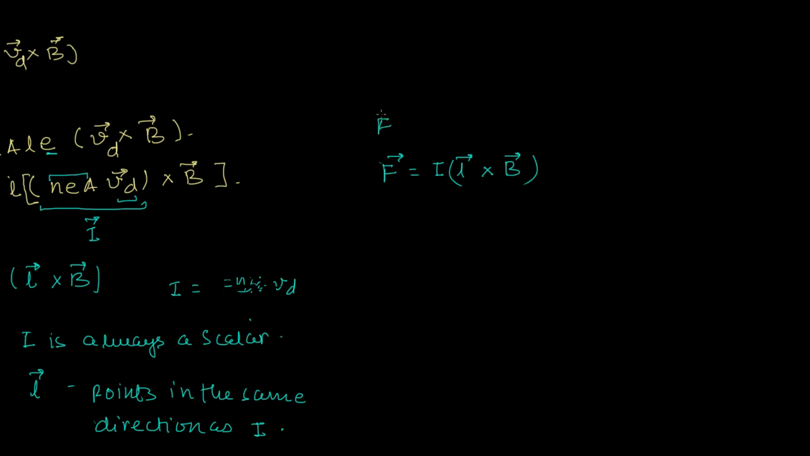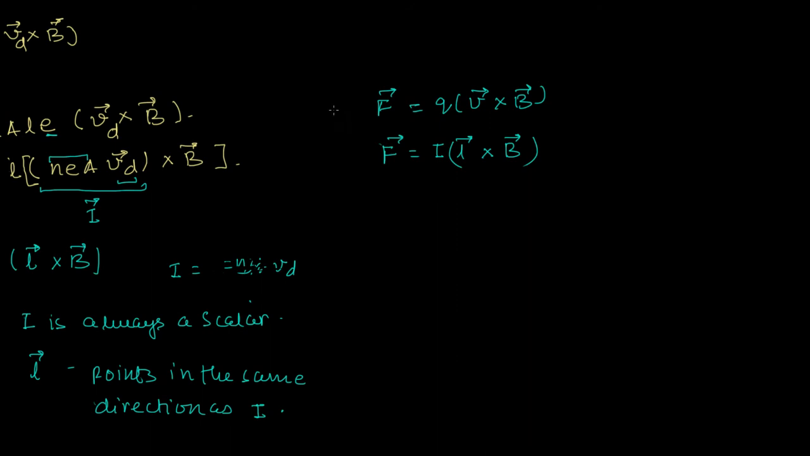Earlier we started with F is equal to Q V cross B. This got manifested as I L cross B. And then, see, these are the two things, right? This that we learned right now, this that we derived. But even earlier than this, there was a way for you to find out the force on a current carrying conductor in a magnetic field. Can you tell me what that was?